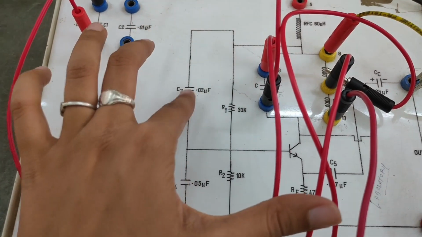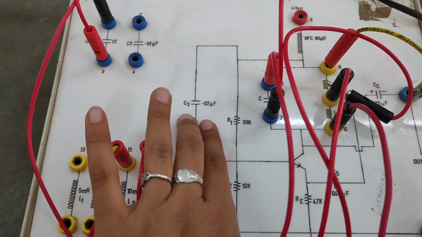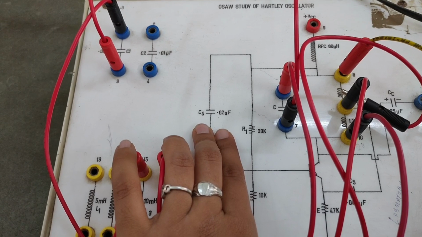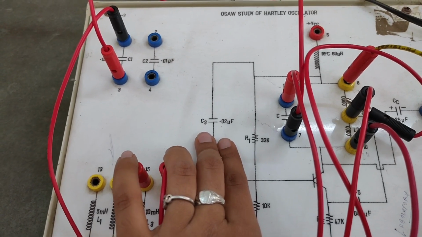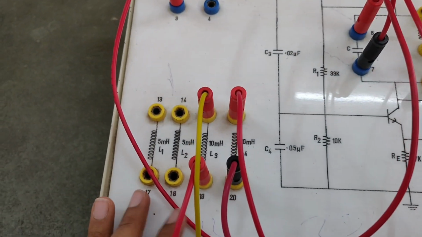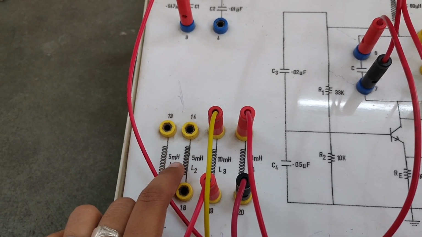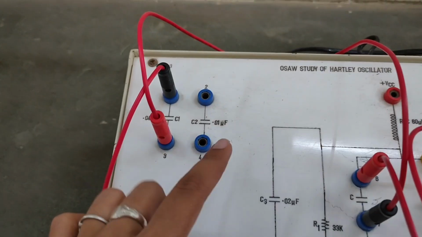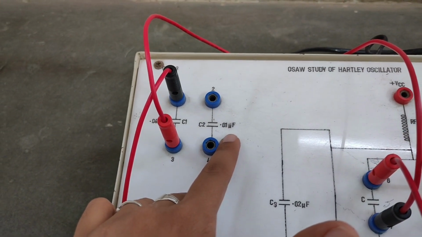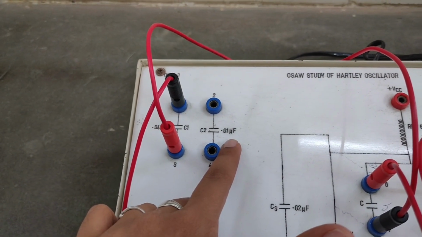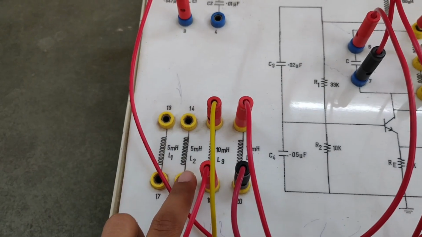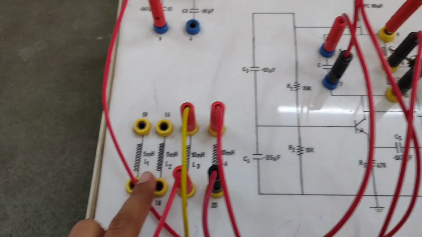So this is the capacitor, C1 and C2. A capacitor stores charge, and the energy of the capacitor is half CV square. These are the inductance coils which are inbuilt, 10 and 5 millihenry. In calculations, milli is 10 power minus 3 and micro is 10 power minus 6. Here the capacitance is in micro, so we have to take 10 power minus 6 farad, and for milli we have to take 10 power minus 3 henry.